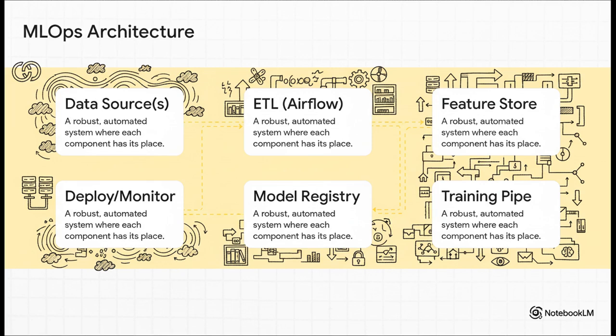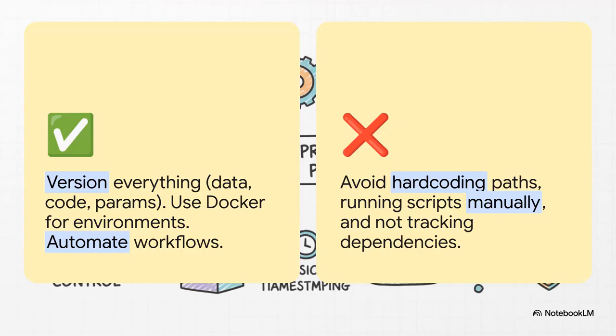An ETL pipeline, often run by something like Airflow, processes that raw data and puts it in a feature store. From there, our ML training pipeline, managed by DVC and tracked by MLflow, takes over. The final model gets put into a registry, and it's ready for deployment and monitoring. See? Every component we just talked about has its own special place in this system. It's a well-oiled machine.